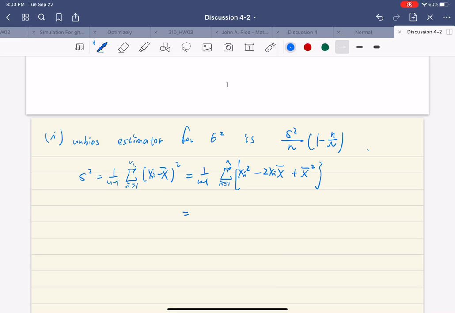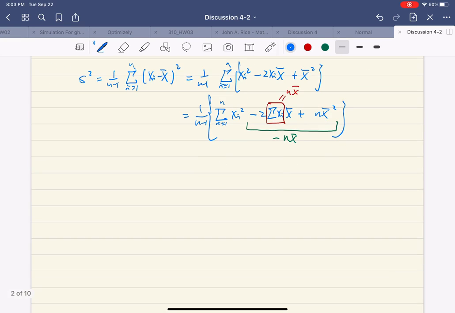And this can be written like this: the summation of Si squared minus 2 summation Si S bar plus n S bar squared. And we know that the sum of Si is equal to n times S bar. So in here, we can get the negative n S bar squared. So now what we have is the summation of Si squared minus n S bar squared.